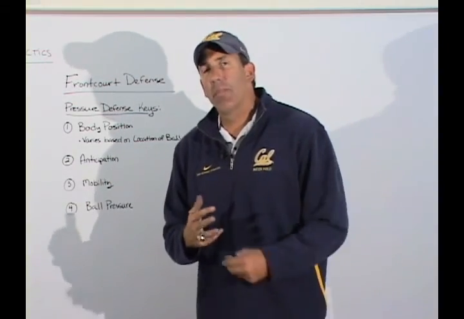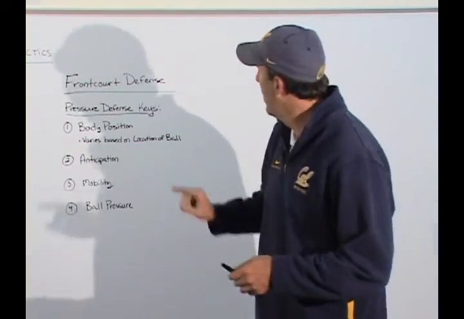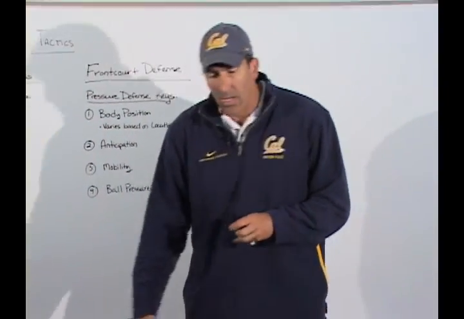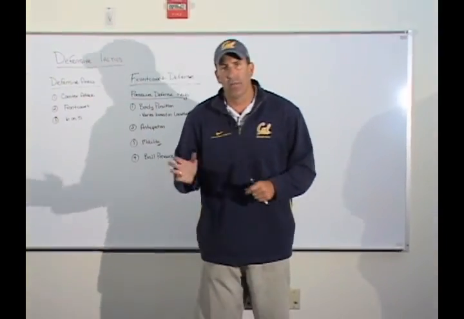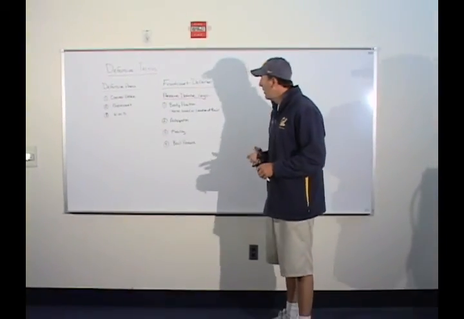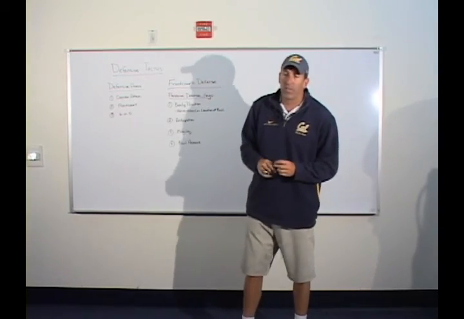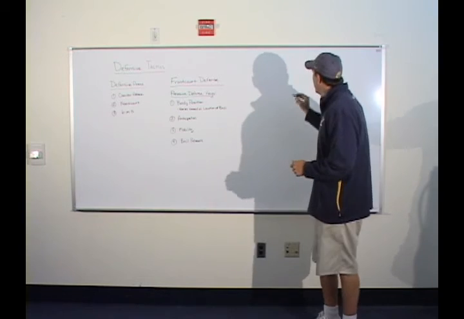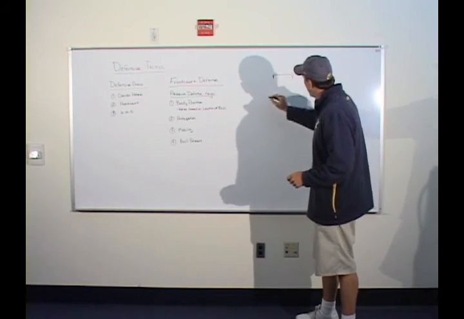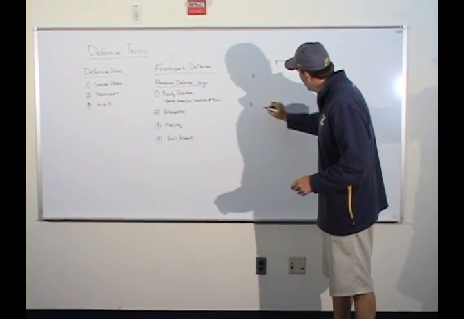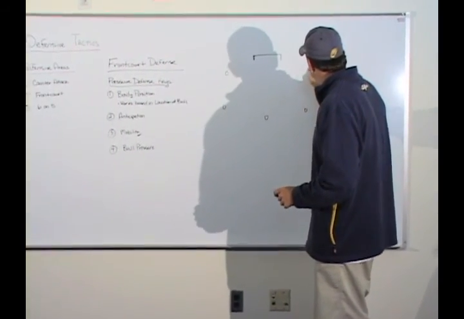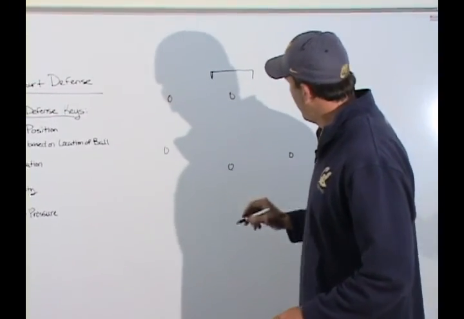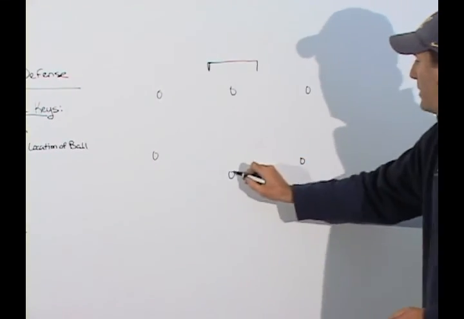In pressure defense, that body position is going to vary a little bit based on the location of the ball. And what I mean by that is, if the ball is one player from you as a defender, your position is going to be different than if the ball is 4 players away from you as a defender. I'll give an example of that. Let me do a diagram here of a basic front court offense in our 3-3. 3 on the back line, 3 on the front line. Let's say the ball is here at the point.